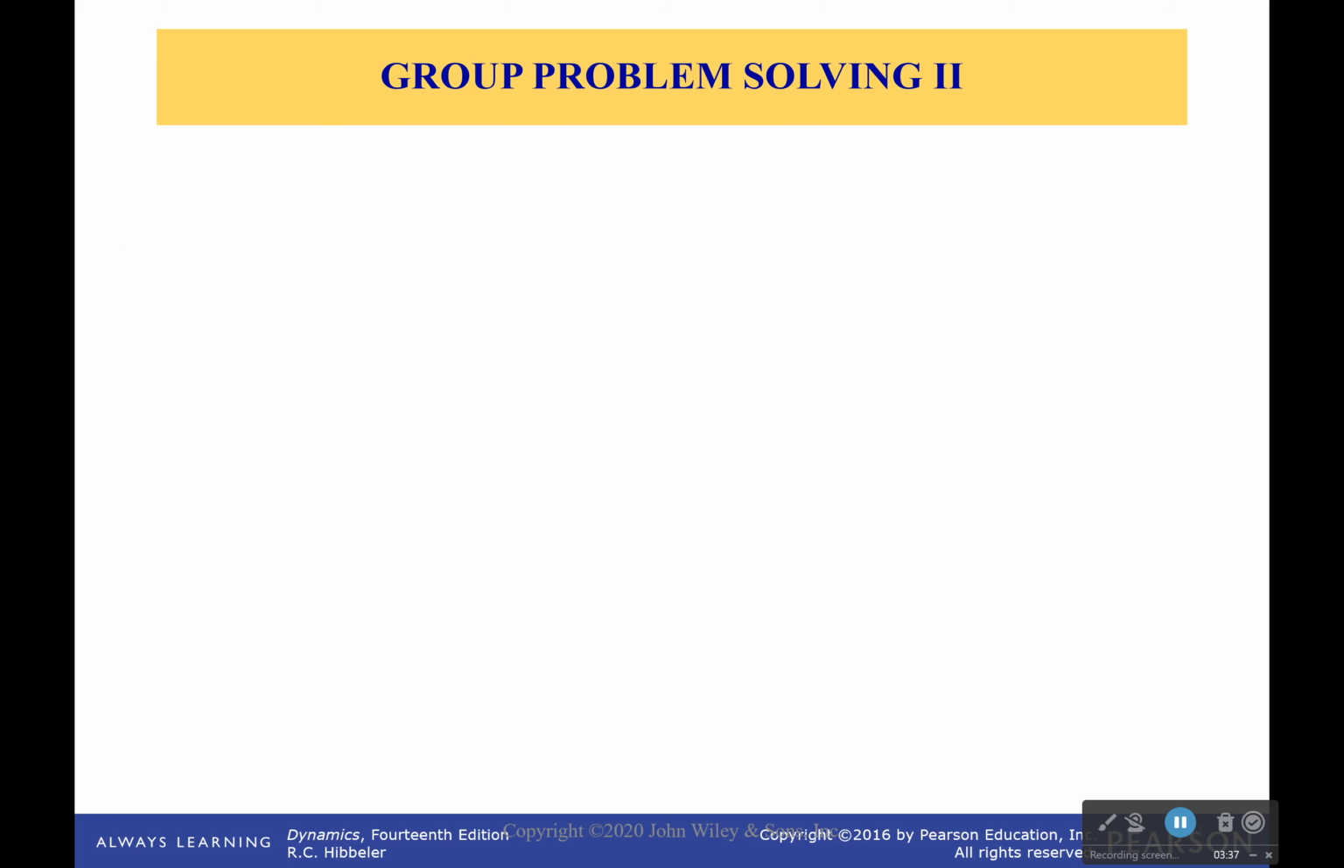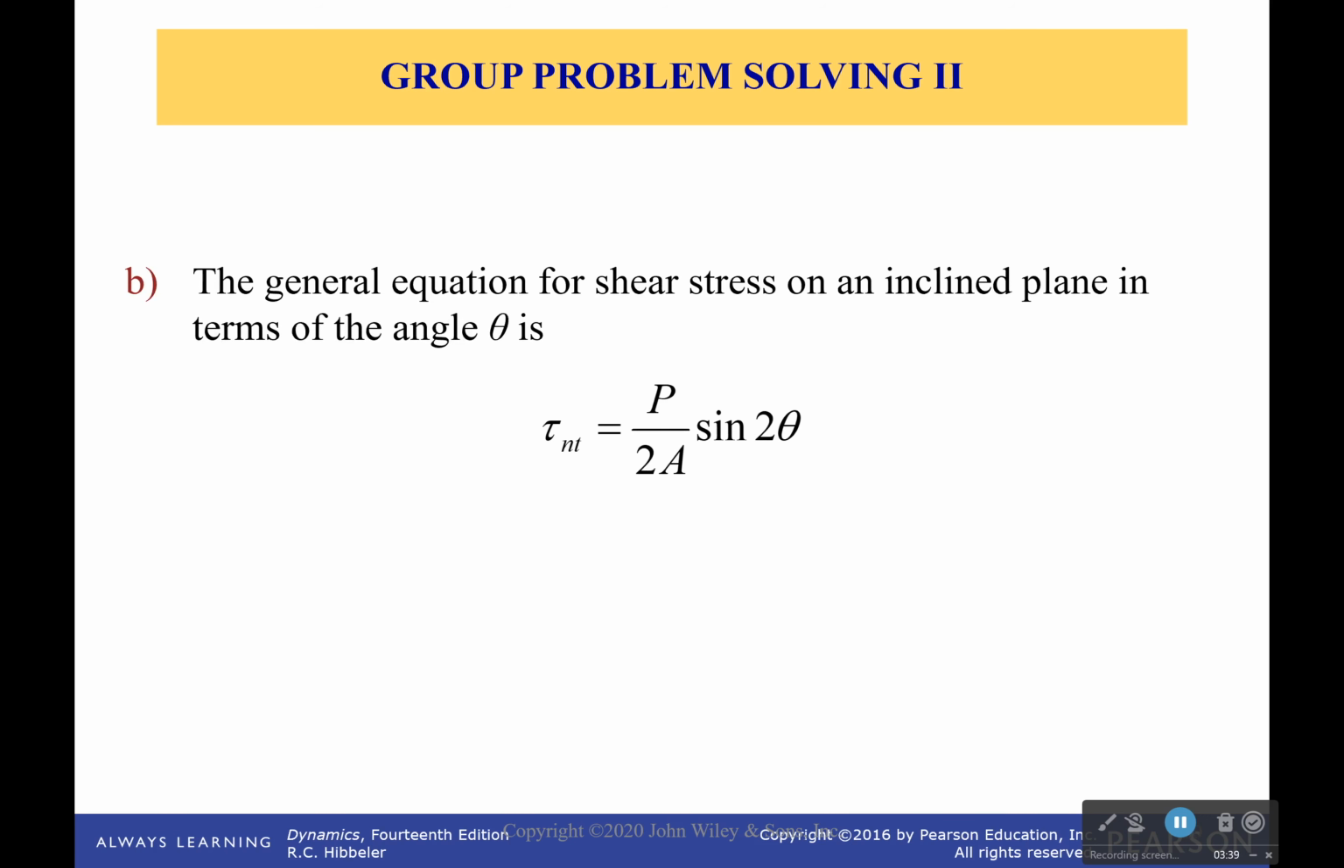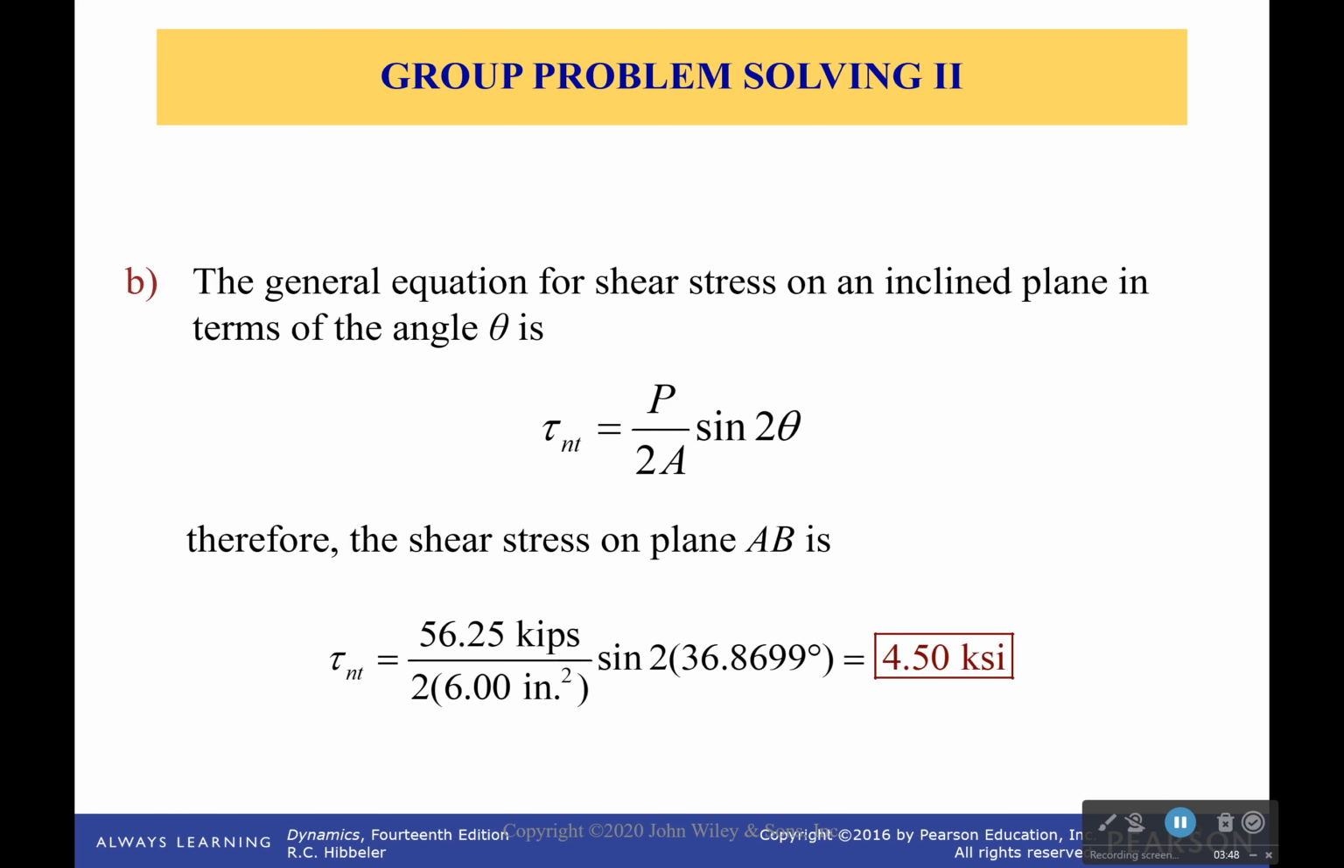Okay, now we've got to find the shear stress on that plane. So we have our shear stress in terms of our general angle, theta. And if we then plug in everything we know, the angle, the area, and the load, we can easily get what our shear stress on that plane is, which is going to be 4.5 KSI. This is the angle we got from using our slope triangle. This is the load we got because we knew what the normal stress was. And here is our area from the thickness and the width that was given to us.